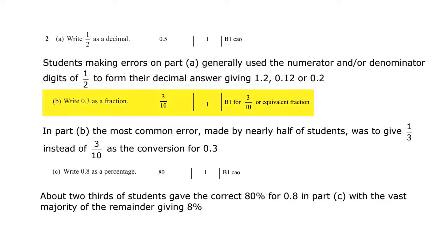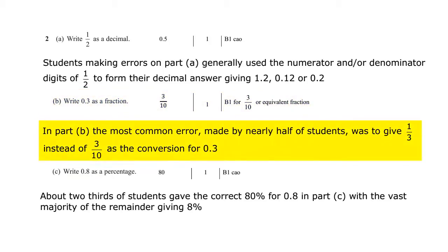And part B is write 0.3 as a fraction, well that's 3/10 because it's 3 in the tenths column. And again 1 mark, but there's no CAO, no correct answer only, because you can put 3/10, or it could be 30 hundredths, or it could be 300 1,000ths. And the examiner's report on that: in part B, the most common error made by nearly half the students was to give 1/3 instead of 3/10 as the conversion for 0.3.